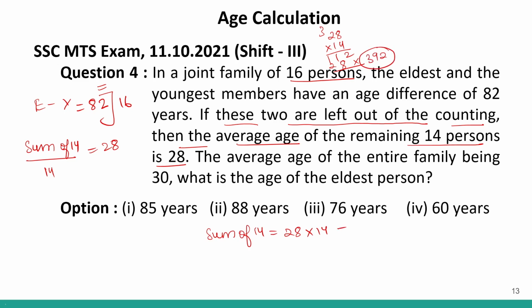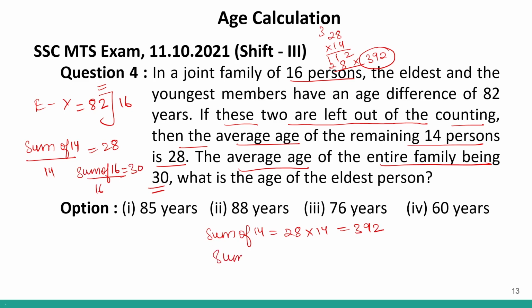So the sum of 14 people is 392. And the average age of the entire family being 30, so the entire family consists of 16 people. So the sum of 16 divided by 16 is 30. This is given to us.